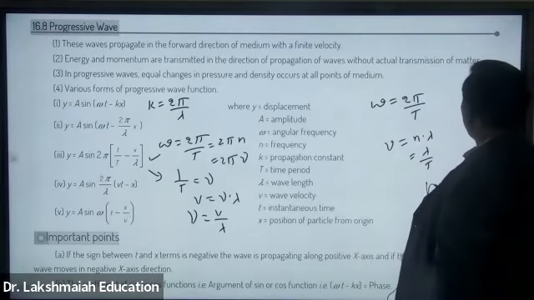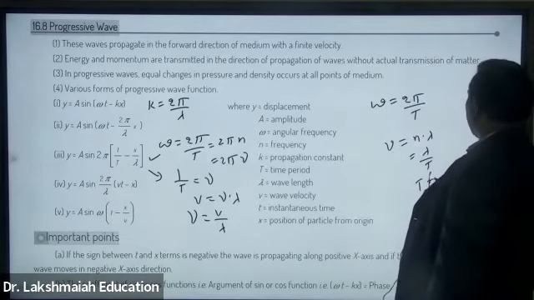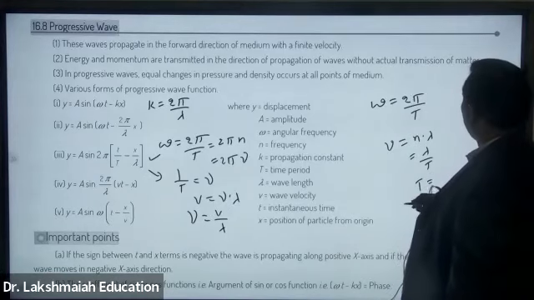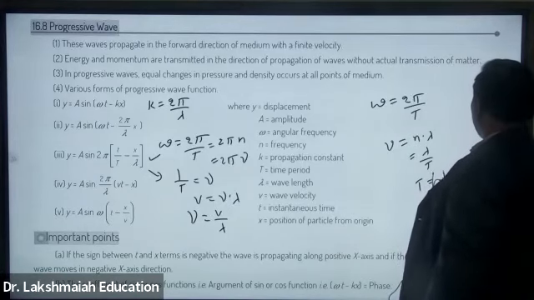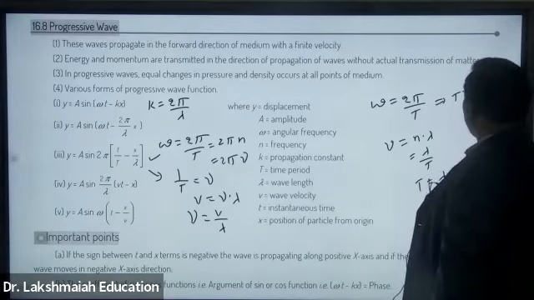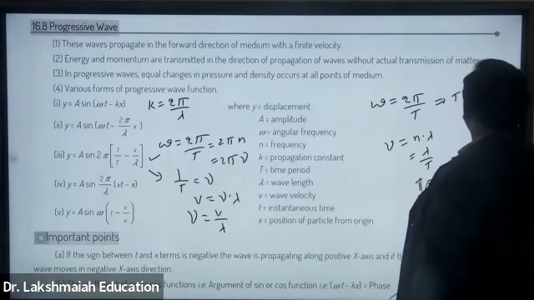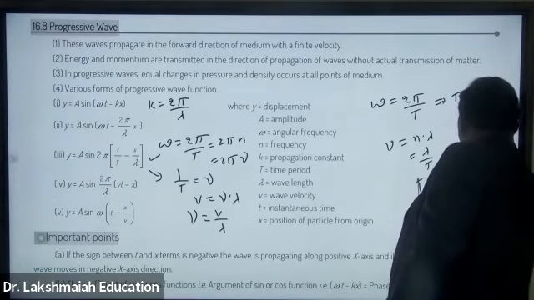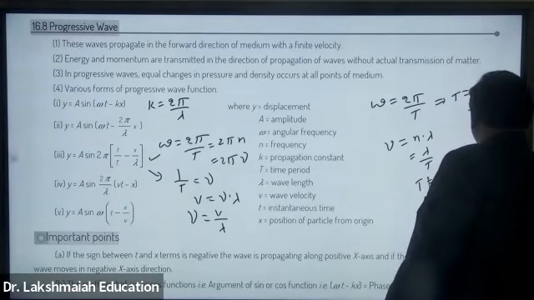Lambda by T. So T is equal to lambda by V. Here T is equal to 2 pi by omega. So this is equation number 1, and it is equation number 2. Equate those two: 2 pi by lambda is equal to lambda by V.